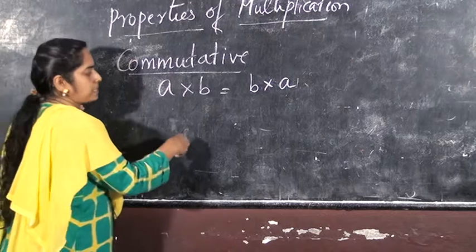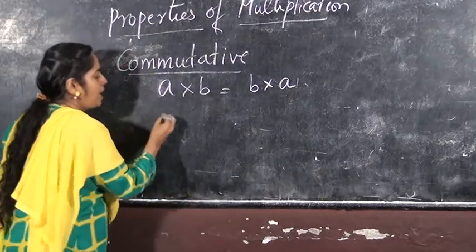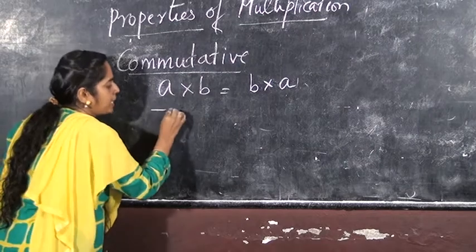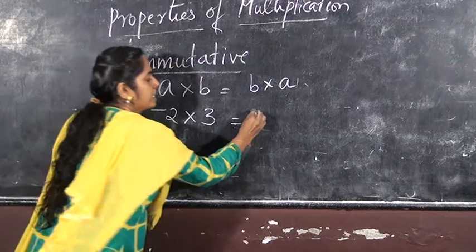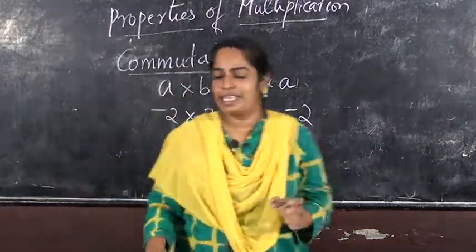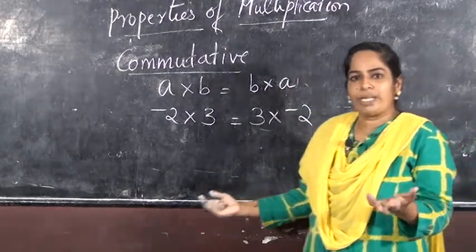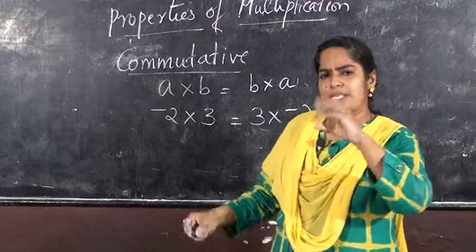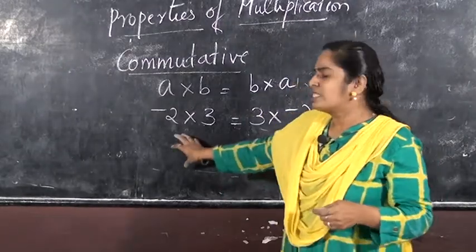So how does it come? Like a is an integer, b is another integer. So here if we check, minus 2 into 3, it is equal to what? Here 3 into minus 2. Satisfied, isn't it, children? Yes, minus 2 into 3 is equal to 3 into minus 2. I am just giving you simple questions because you must understand the properties. That is why I am giving you simple examples.